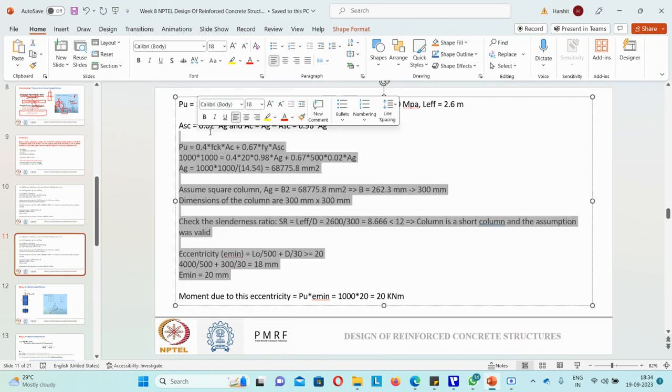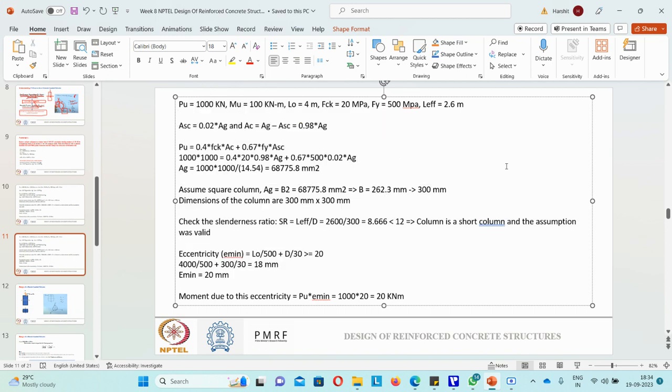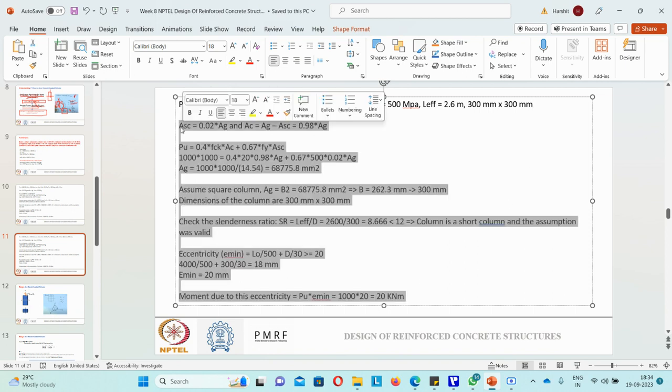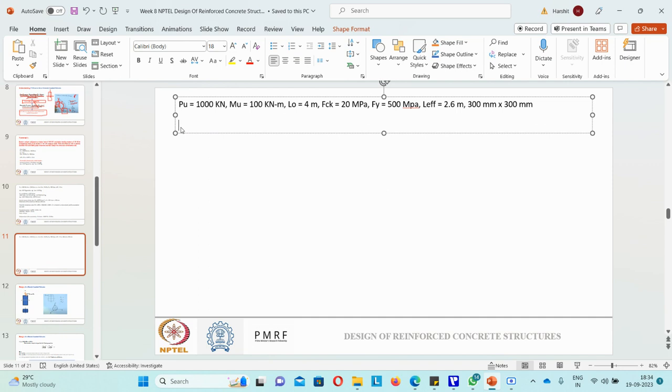Okay, so what all data do I have now? Extra data: we know the dimension is 300 mm cross 300 mm, and we know it is a short column. So this is additional data that we got. Now we need to consider moment also. My design moment, Mu, is 100 kilonewton meter.